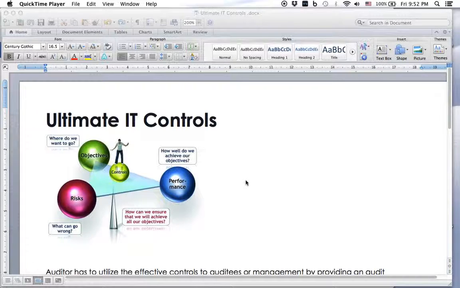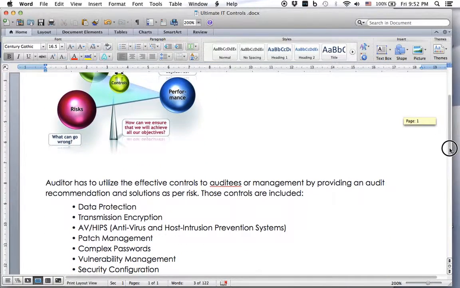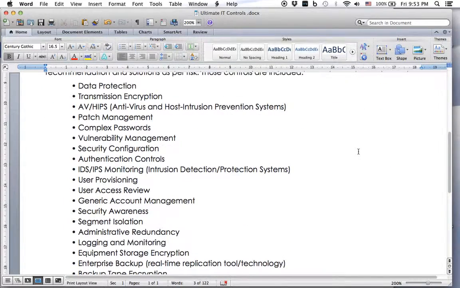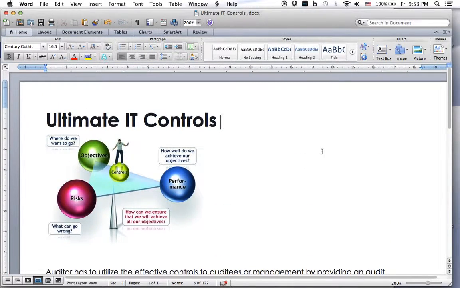Today I wish to share with you how an auditor can utilize effective control for the management or the auditee by providing the audit recommendation or mitigation, or we can say the control solution, when they conduct the audit fieldwork. So the audit outcome may provide a solution to the management on the following technical controls. So this is ultimate IT control.